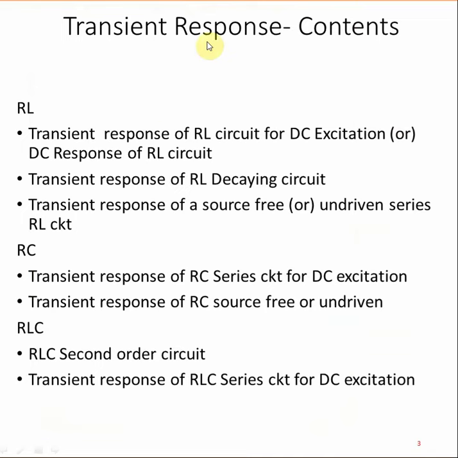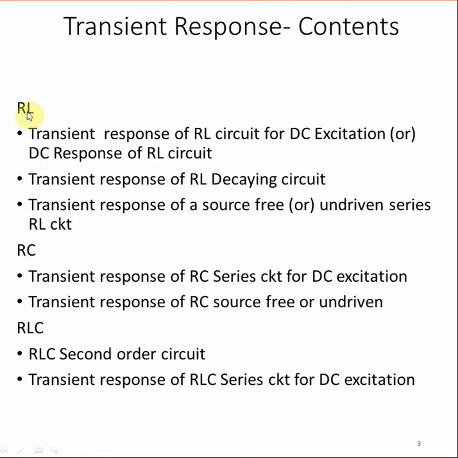So this is the content about transient response. There are only three contents: one, two, three. What is the first content? The RL circuit. RL means resistance and inductance connected in series. Then the RC circuit and the RLC circuit. So only this. Two elements, resistance and inductance, are connected in series to the DC circuit.